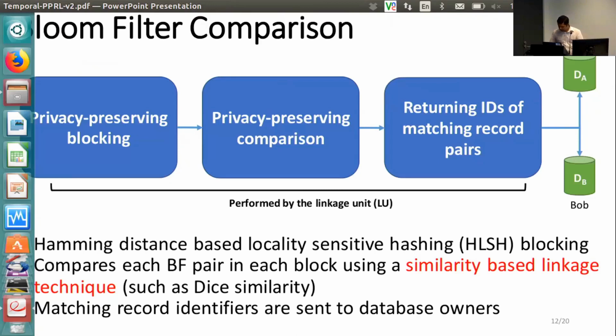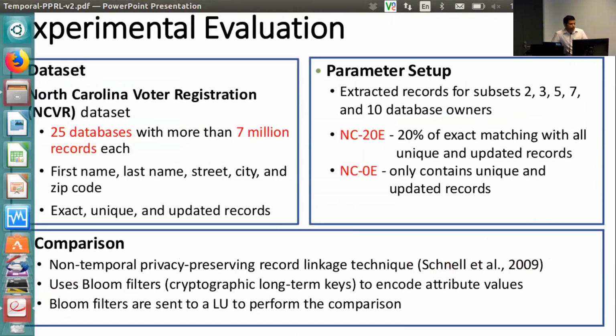That's how it works. So about the experiments, we used the North Carolina voter registration dataset. We extracted 25 databases from 2014 to 2018, every 2 months, and each dataset contains 7 million records. We use first name, last name, street, city, and zip code attributes as the linkage attributes, and each of these datasets contains 3 different types of records: exact, unique, and update. Exact means no changes occurred for a given voter. Unique means new voters are added to the datasets, and updated means the voters changed their attribute values.